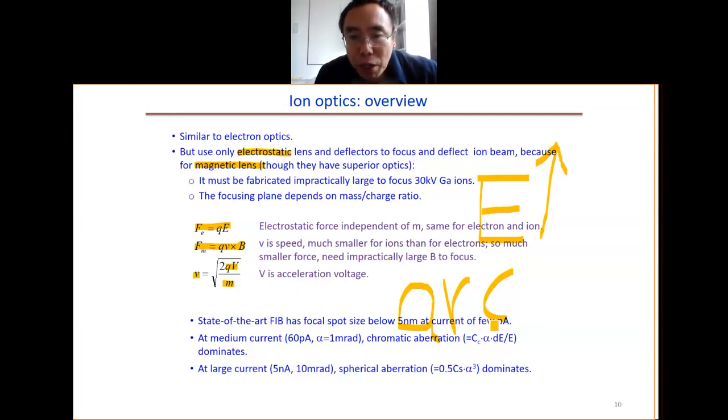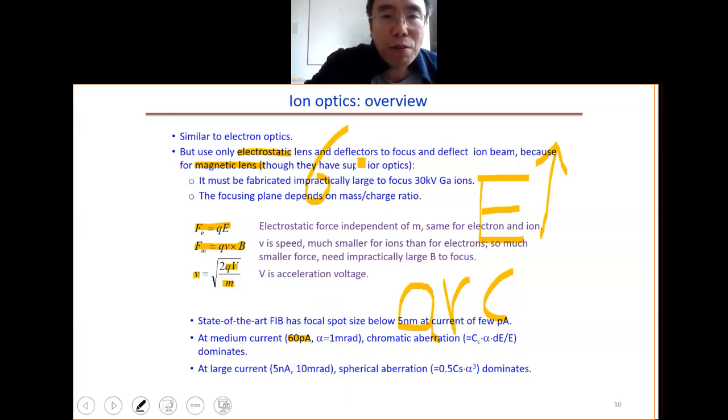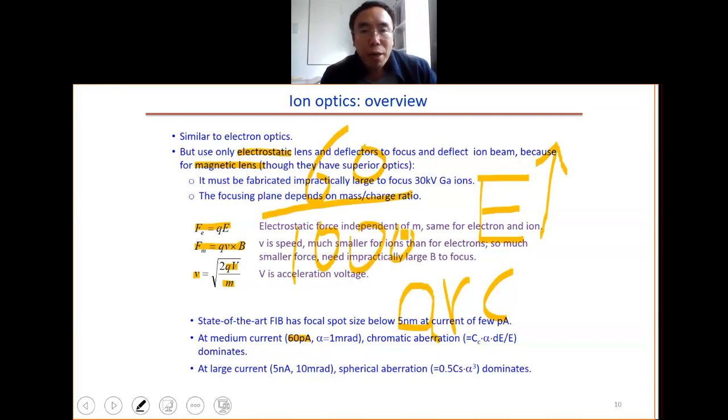So when we have very low current, a few picoampere, we can focus the ion beam to about 5 nanometer. When we get a larger current, like 60 picoampere, alpha equals 1 milliradian. So 1 milliradian, how many degrees is that? 1 milliradian is roughly 60 divided by 1,000 degree. So it's smaller than 0.1 degree.